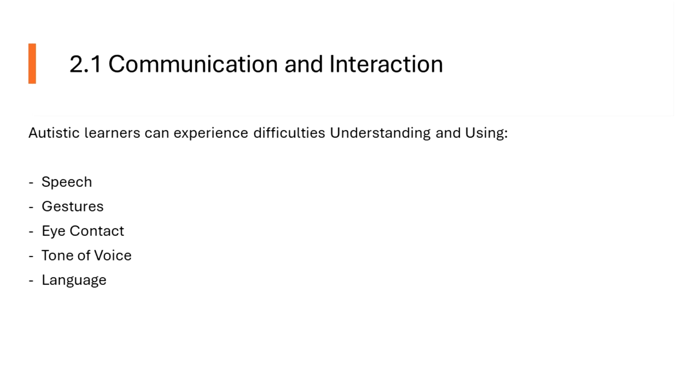Tone of voice. Their own tone of voice may be, I guess, unconventional. The extreme version is sort of robotic, is the term used. And they obviously may not understand that tone of voice has a particular meaning. Language can also be an issue. They may be over-literal. They may not understand more metaphoric or ambiguous language.